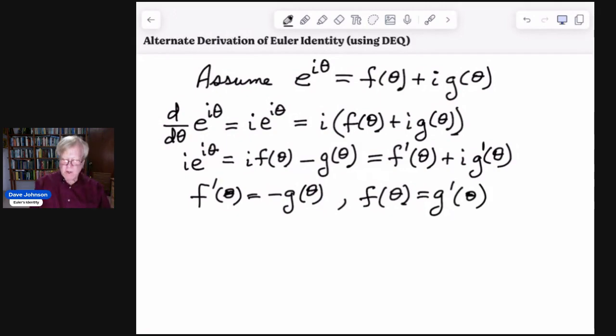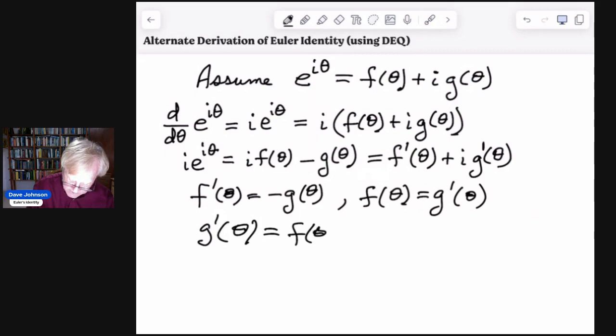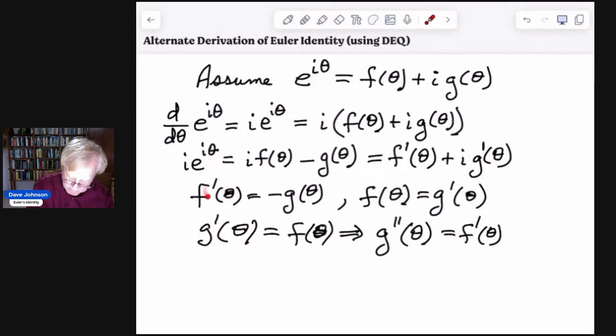Now, I've chosen to do the differential equation involving g. I think you get the same answer either way, so it doesn't matter, but I'm going to start with g prime of theta is equal to f of theta. And if we differentiate both sides with respect to theta, we get g double prime of theta is equal to f prime of theta. But we already know that f prime of theta is equal to negative g of theta. So we really needed both of these, the real and imaginary parts. So it equals negative g of theta.